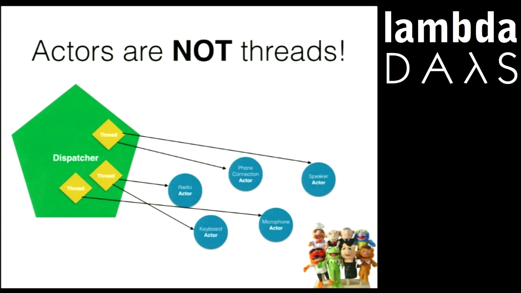So the dispatcher has a pool of threads. And what these threads do is they look for actors which have pending messages. And once they find such an actor, they take a message off the queue of the actor, and then they animate the actor by calling its receive method. Now, when the message is processed by the actor, this thread goes and finds another actor, takes a message off the queue, and animates it.